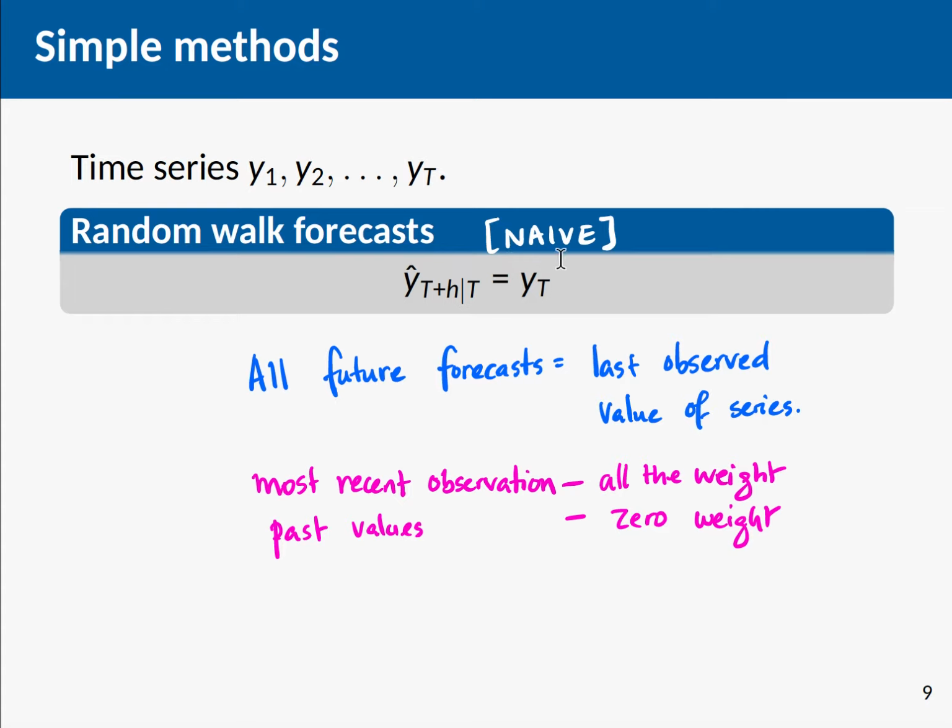If you notice, yt has a weight of 1, right? All of the weight goes to the last observation, and the past values, which is yt minus 1, yt minus 2, and so on and so forth, receive 0 weight. So you basically have a naive method that assumes that the most recent observation is the only thing that matters, and all previous observations provide no information for forecasting. This can be thought of as a weighted average where all of the weight is given to the last observation.